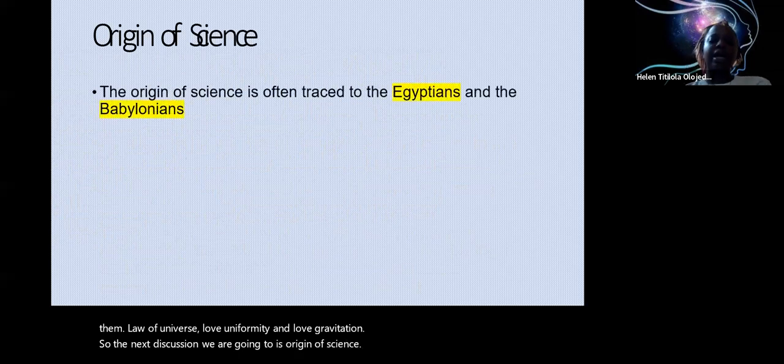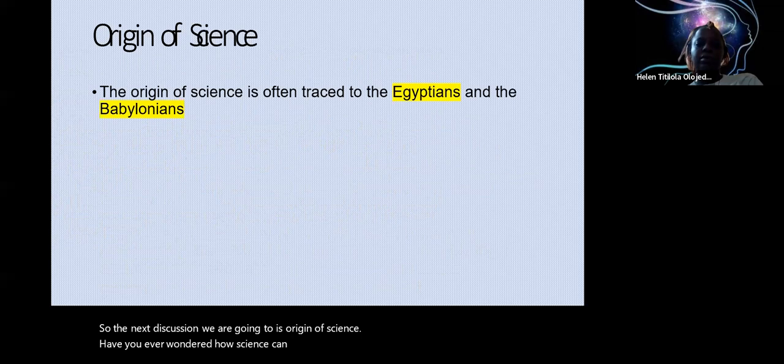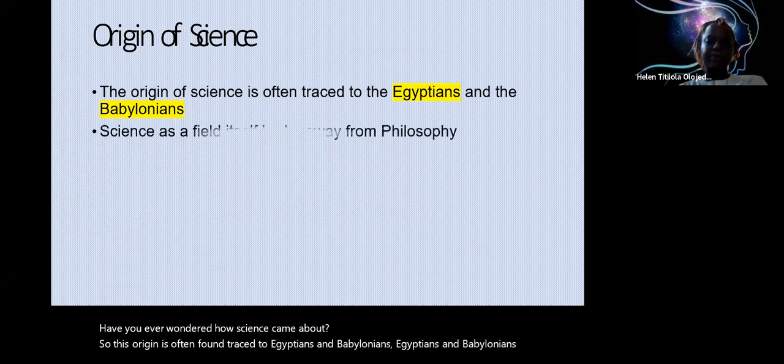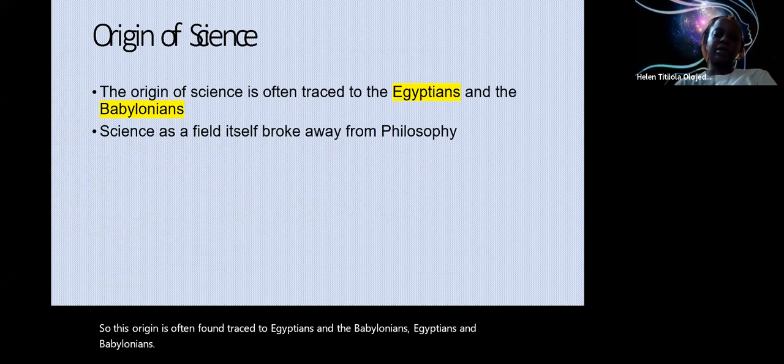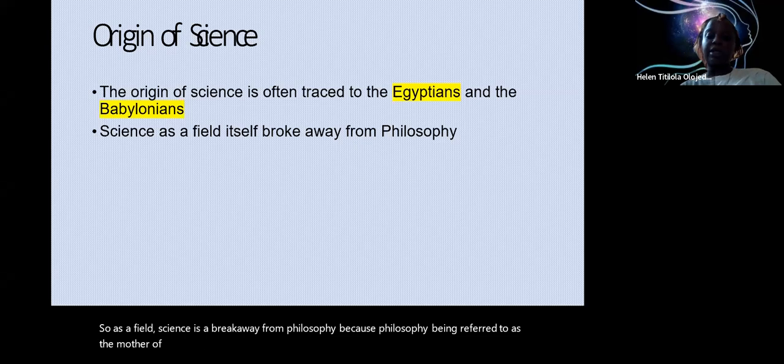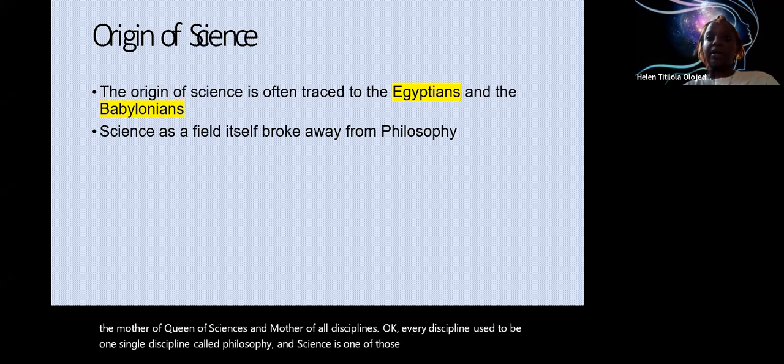Have you ever wondered how science came about? So this origin is often traced to Egyptians and the Babylonians. So as a field, science is a breakaway from philosophy, because philosophy is referred to as the queen of sciences and mother of all disciplines. Okay. Every discipline used to be one single discipline called philosophy, and science is one of those disciplines that broke away from philosophy.